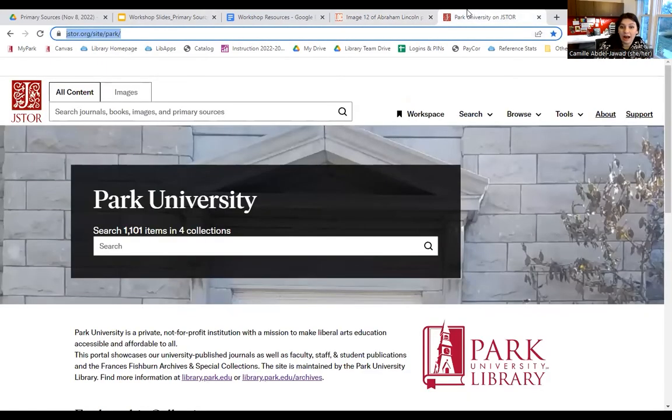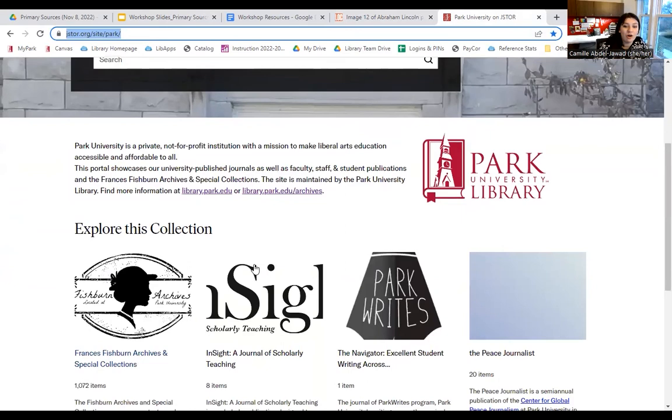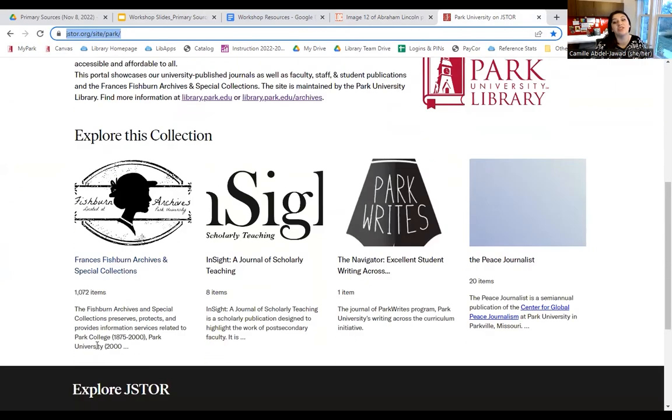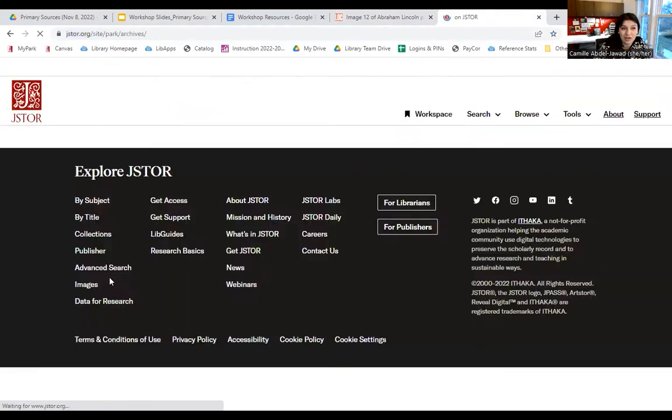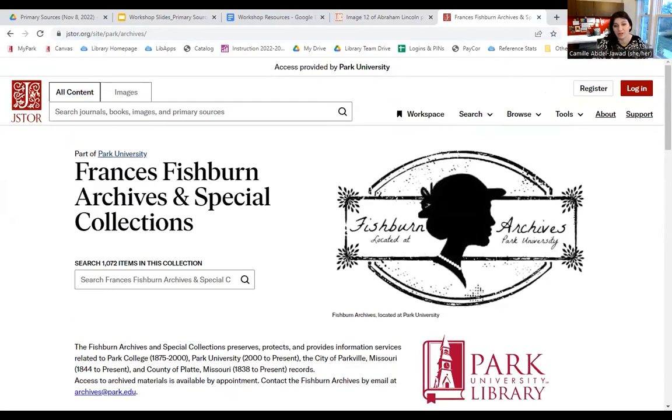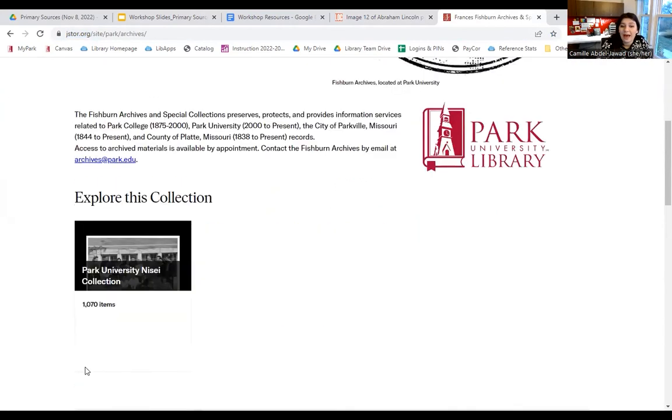lot of archival materials available on JSTOR through Park University. So if you're interested in learning more about Park's history through our archive, the Francis Fishburne Archives, we have a lot of materials digitized. We have 1,000 items already digitized and more being added every week. So this is a great way that you can learn more about Park's history if you are doing any kind of research on that.